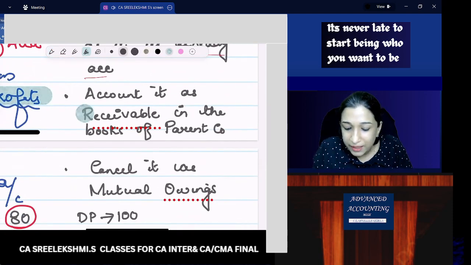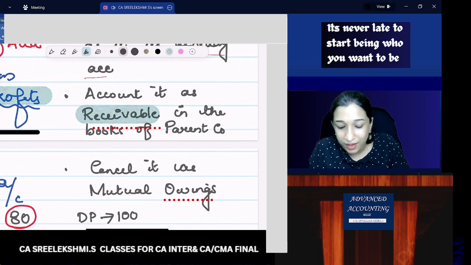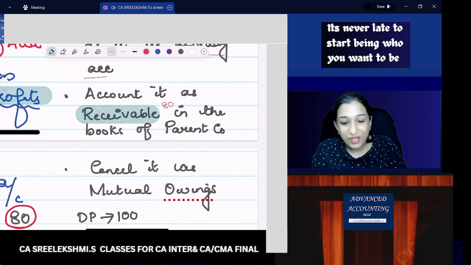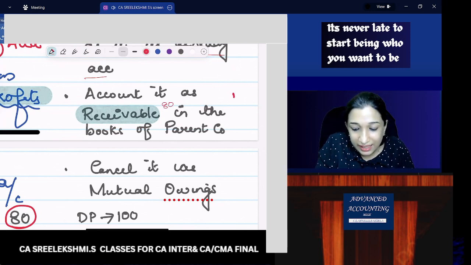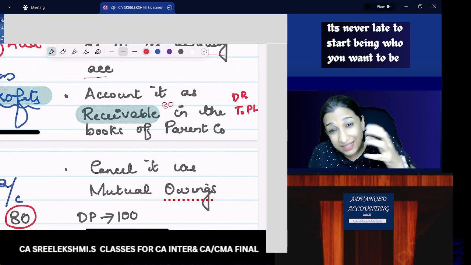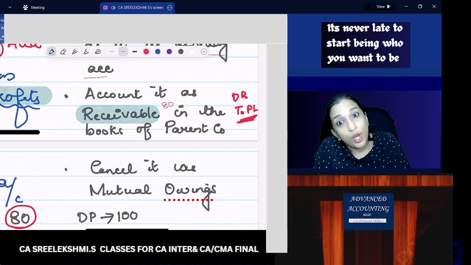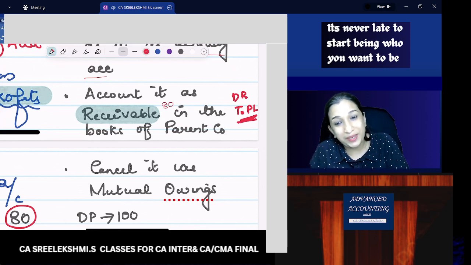But from the holding company's point of view, if it is not accounted, account for a receivable of 80. What is the entry? Dividend receivable to P&L. Why dividend receivable to P&L? Because a post-acquisition dividend is credited to P&L.